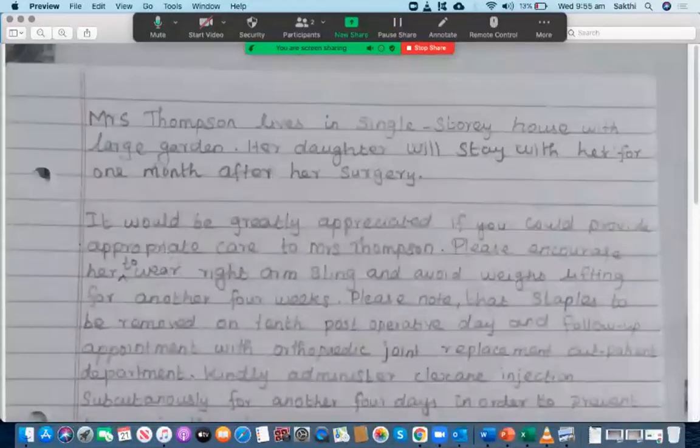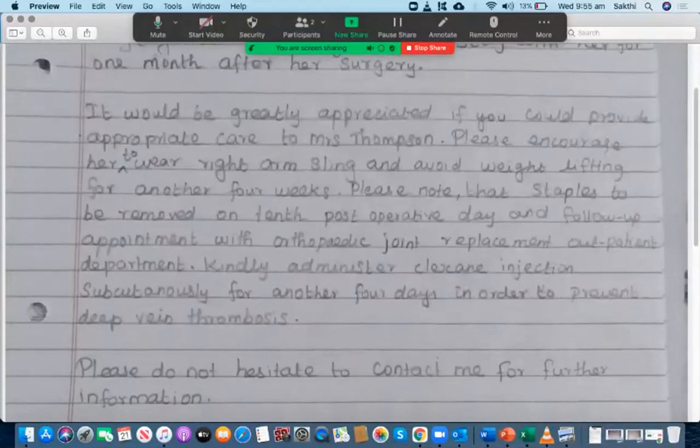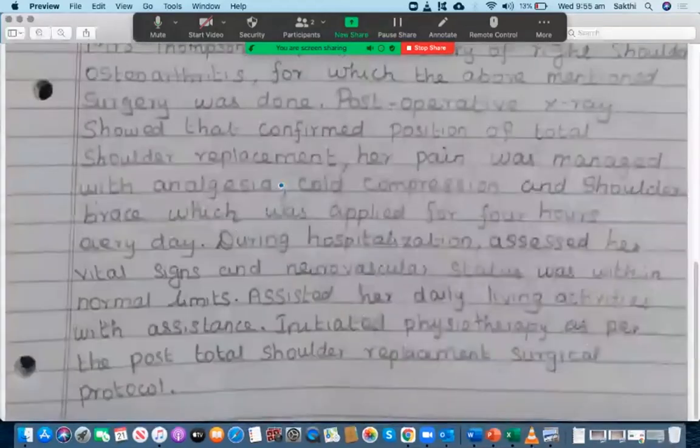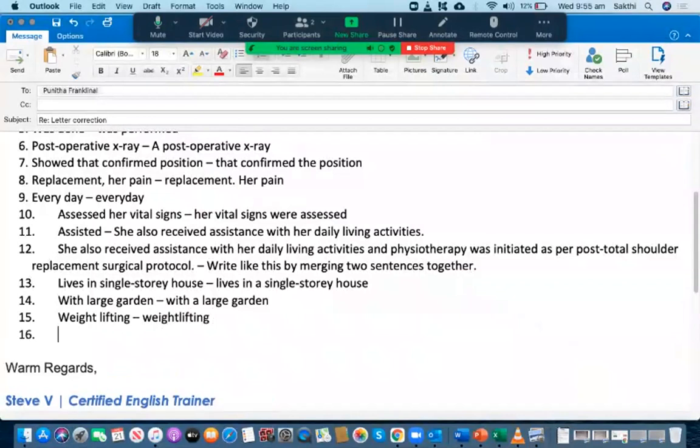It would be greatly appreciated if you could provide appropriate care to Mrs. Thompson. That's good. Please encourage her to wear a right arm sling and avoid weightlifting for another 4 weeks. Good. Unfortunately, you wrote "weight lifting" as two words, but weightlifting is one word only. Lifting heavy items is different. Yes, weightlifting is one word only.